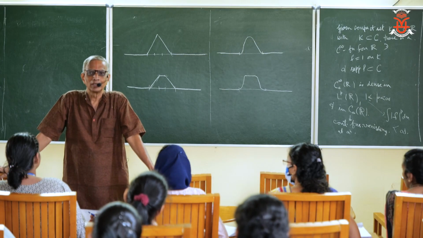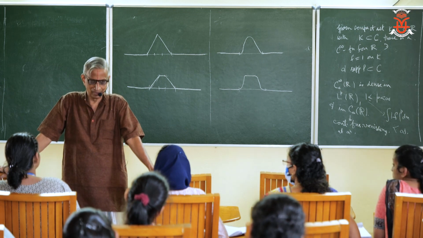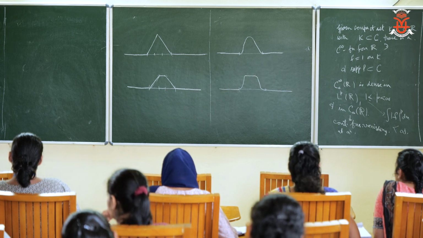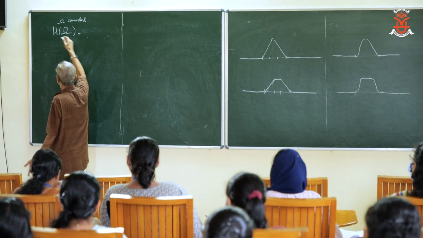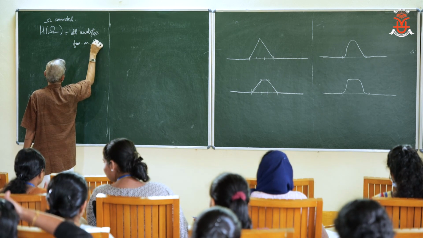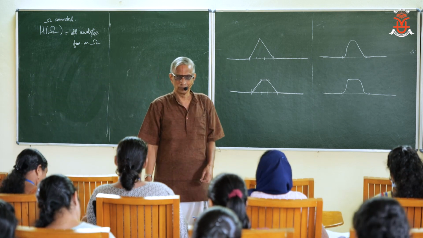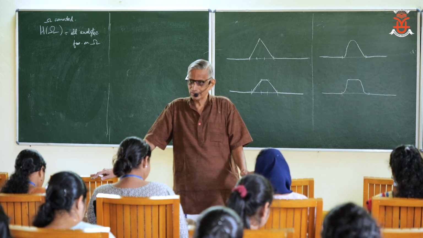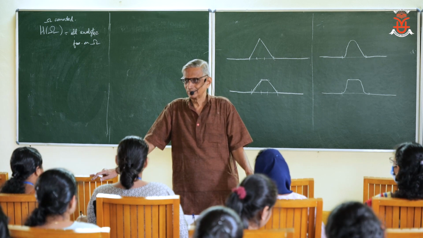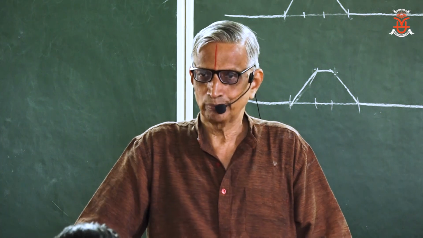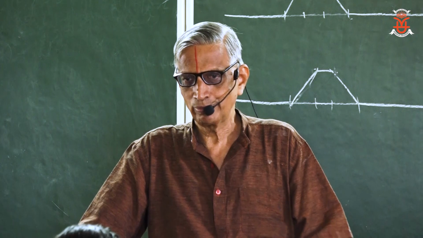So you can restate this if you want in algebraic terms. Suppose omega is connected. H of omega, or A of omega if you want, is all holomorphic functions, that is, functions which are analytic on a given domain omega. Of course, if f and g are analytic, so is f plus g, so is scalar times f, so this is a vector space over C. Not just that, but it's also an algebra. If f and g are analytic, so is fg, the pointwise product. The derivative of fg is f prime g plus f g prime, the usual.